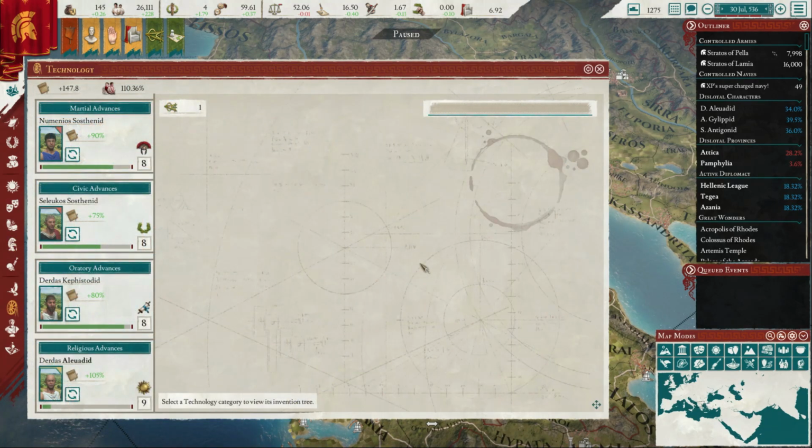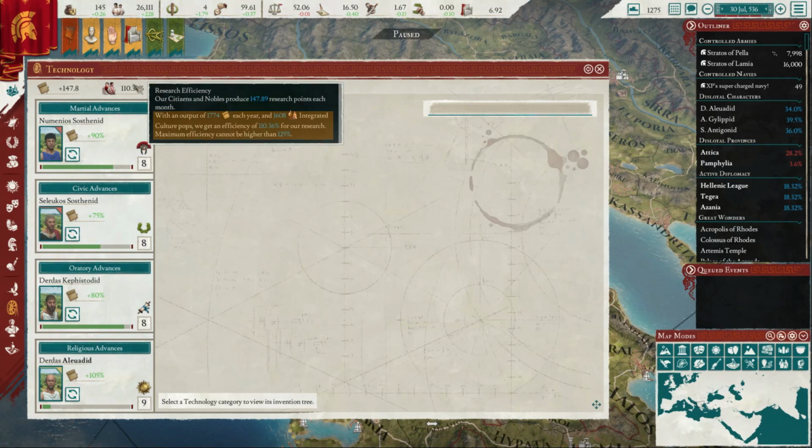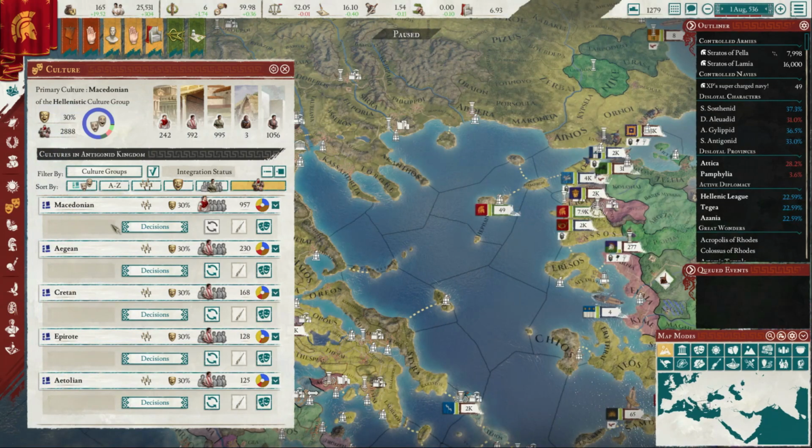The final thing that integrated pops do affect is your research efficiency, and thus the speed at which you gain tech levels. Research efficiency is only affected by pops that belong to an integrated culture, so any nobles or citizens that belong to a non-integrated culture do not count towards your research efficiency, and besides, they will demote over time anyway. Now that begs the question, who and when do I integrate?